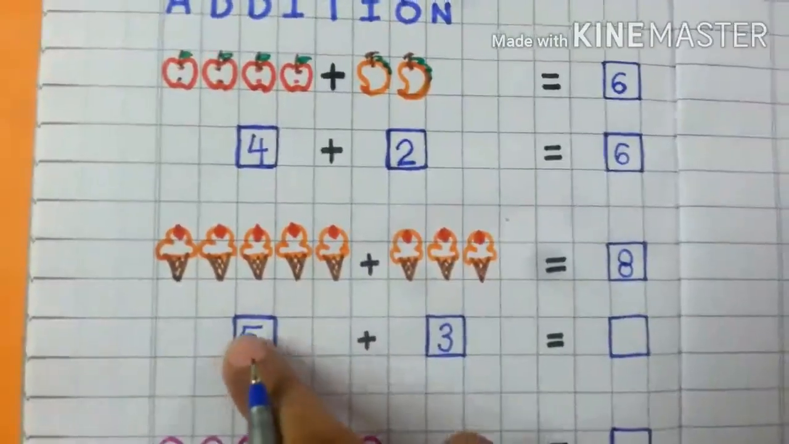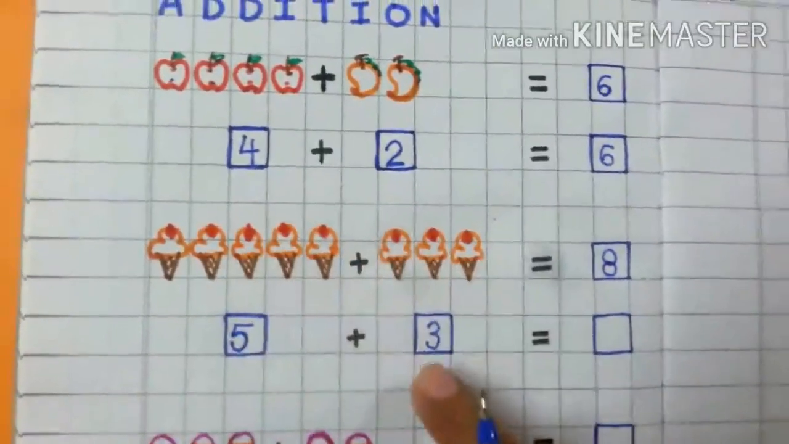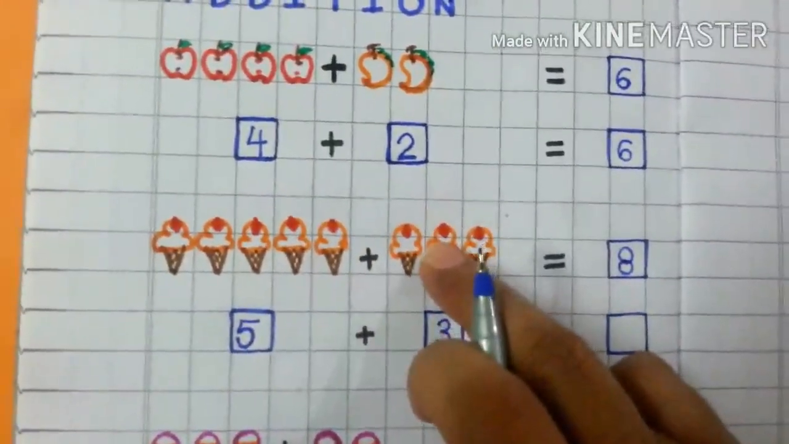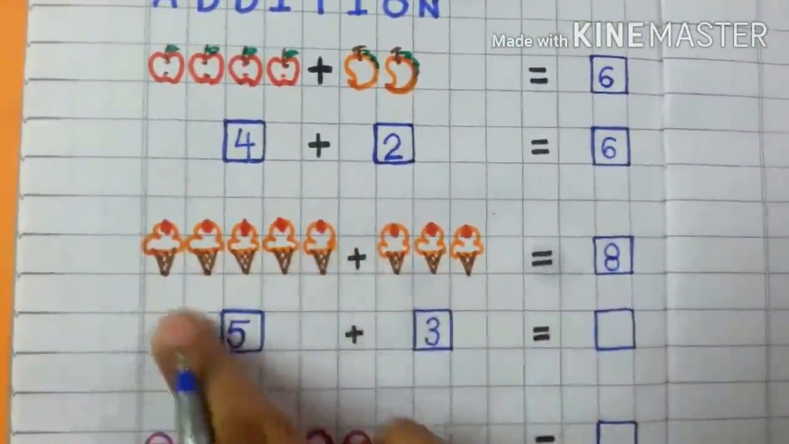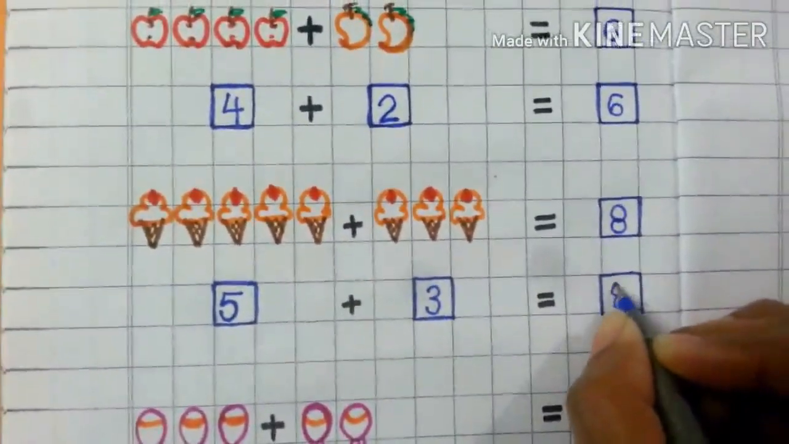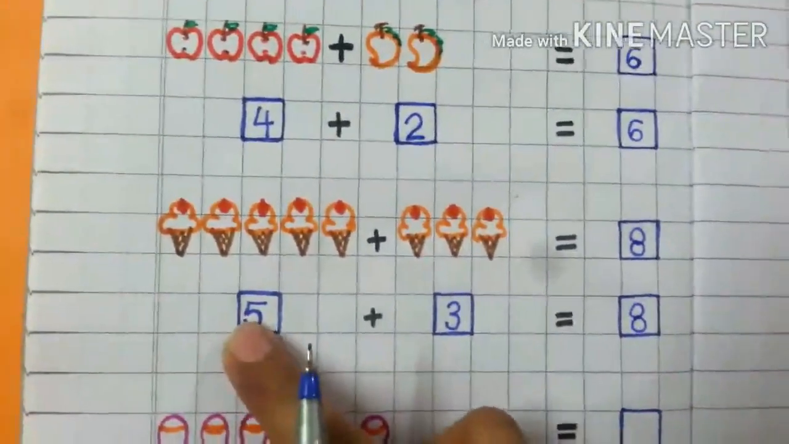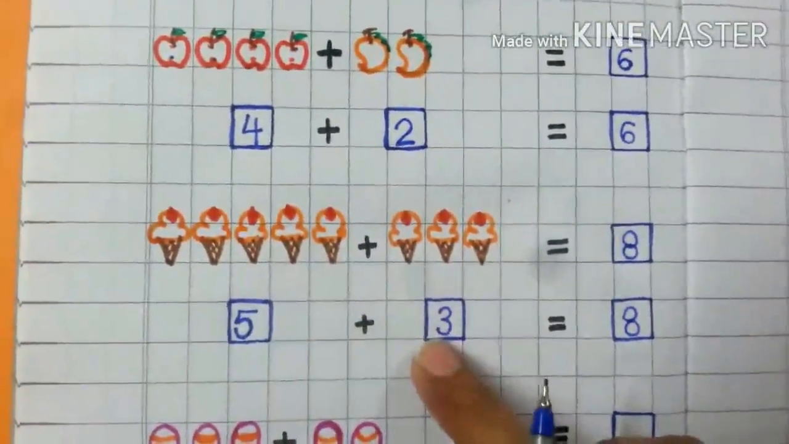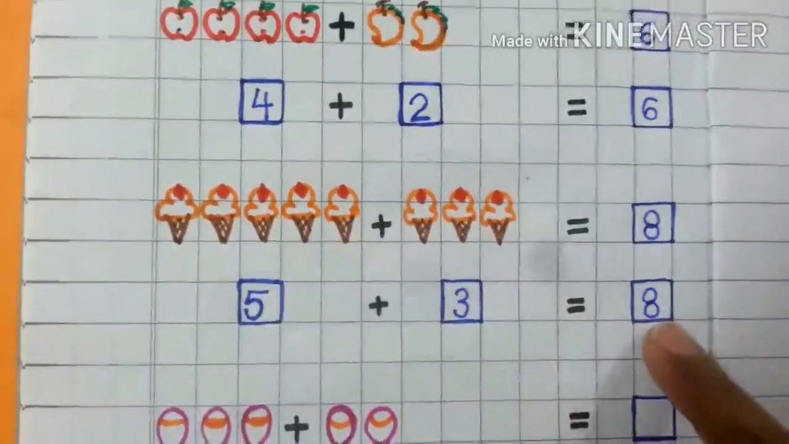In first group we have 5 ice cream. In second group we have 3 ice creams. All together we have 8 ice creams. So 5 plus 3 equals to 8.